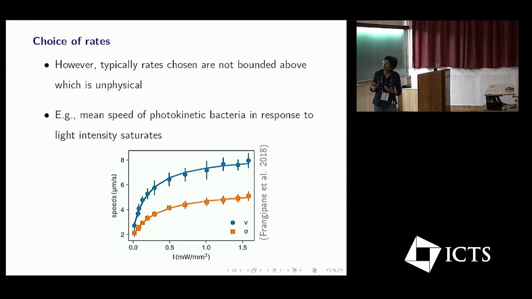However, typically the rates chosen in these studies are not bounded. For example, this is from an experiment on a photokinetic bacteria, that is, bacteria in which you shine light. You shine more light, it goes with a faster speed. But of course, you cannot keep shining any amount of light, and it will not keep going faster and faster. At some point, this speed will saturate. So in any case, you just expect intuitively also that the rates should be bounded. They cannot just keep increasing indefinitely in space either. Okay, so that's basically the motivation for our work.